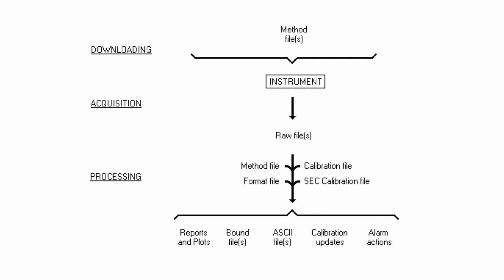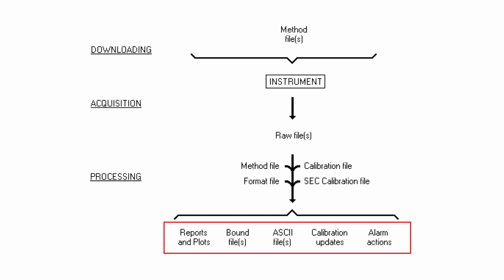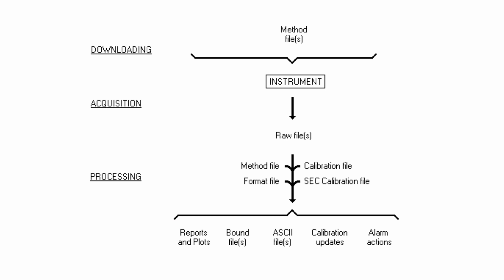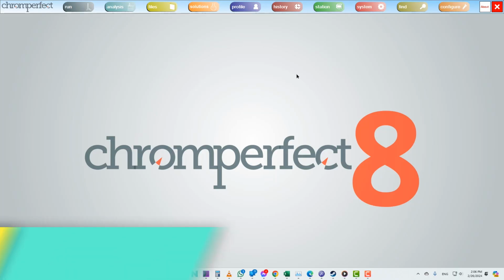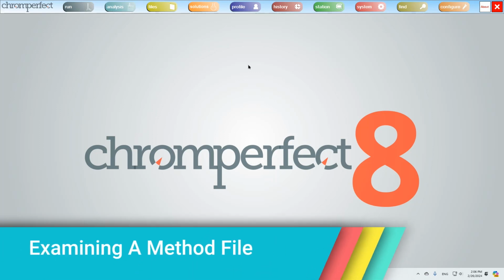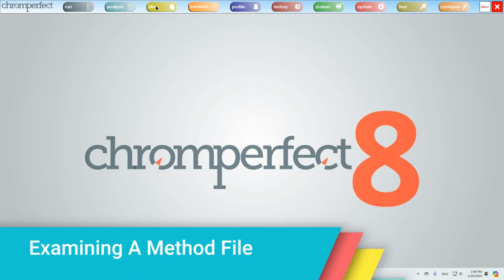As the diagram shows, after acquisition is complete, a raw data file is created and then processed using the information within the method file. The method file may call on a calibration file, a format file, or an SEC calibration file. After data is processed using these resources, a number of outputs may occur in the form of printed reports, digital output files, calibration updates, or alarm actions. Note the term format file refers to a custom report template, and we will have a look at these in a moment. So, let's open up a method file and have a quick look at some of the important information and instructions that it contains.